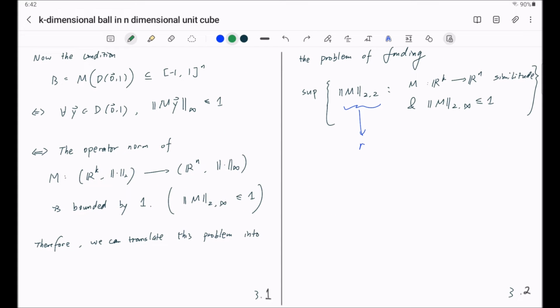But to those people who are not familiar with the language of functional analysis, I should say this part is not really essential to the solution of this problem. If you don't understand what I'm talking about here, it's okay. We don't really need this language to solve this problem. Okay, now let's go back to this elementary statement.